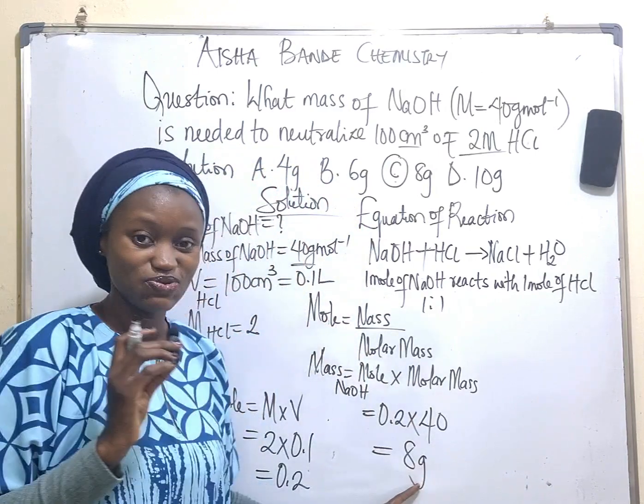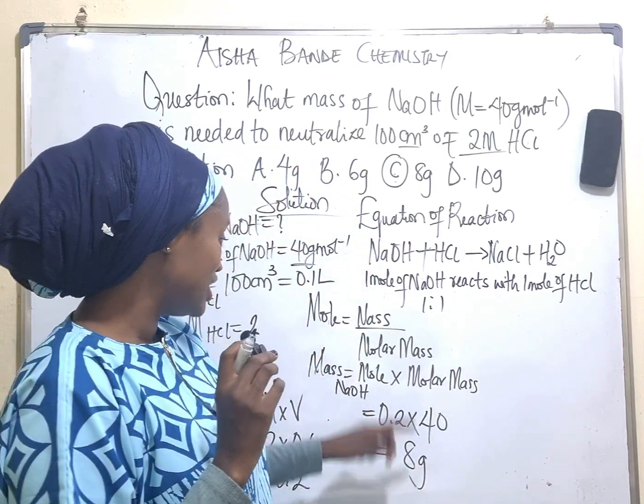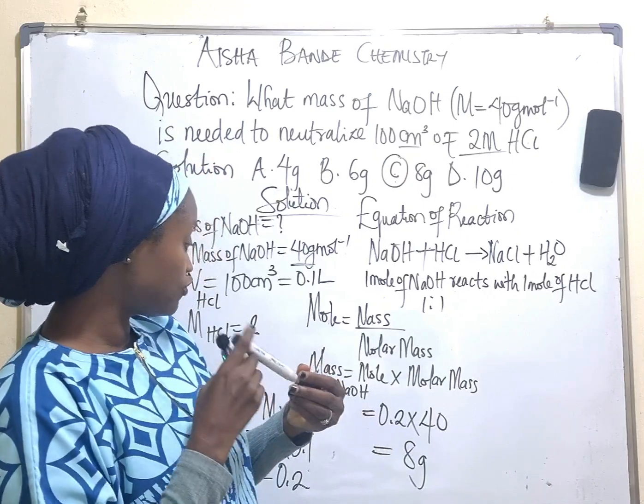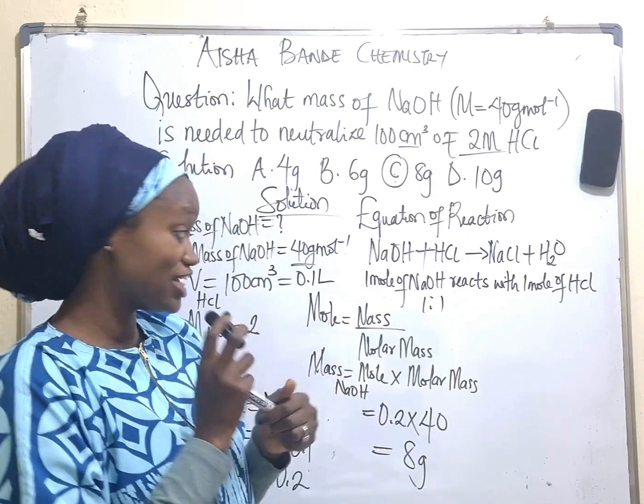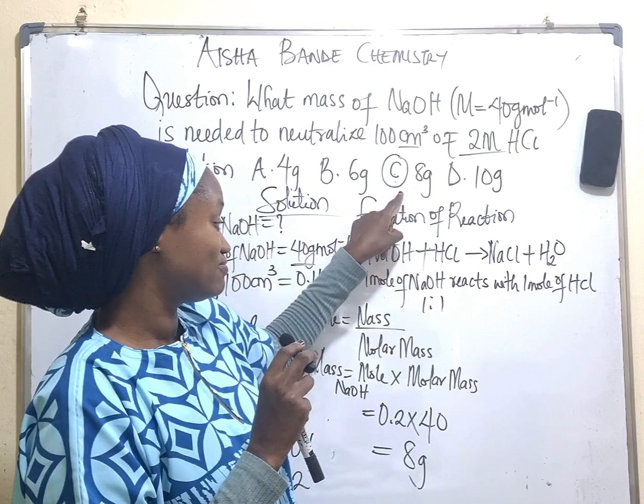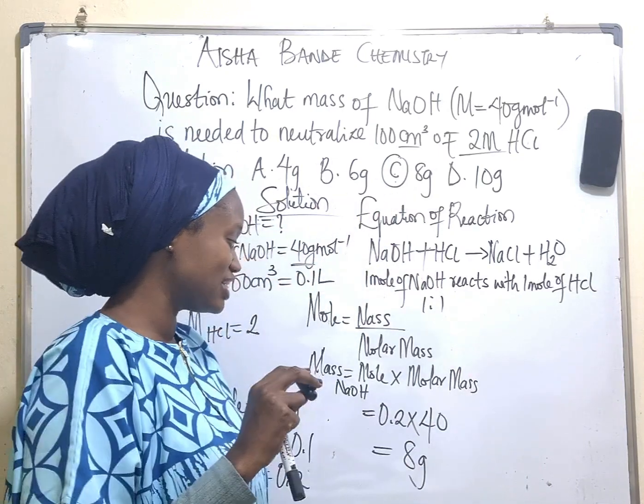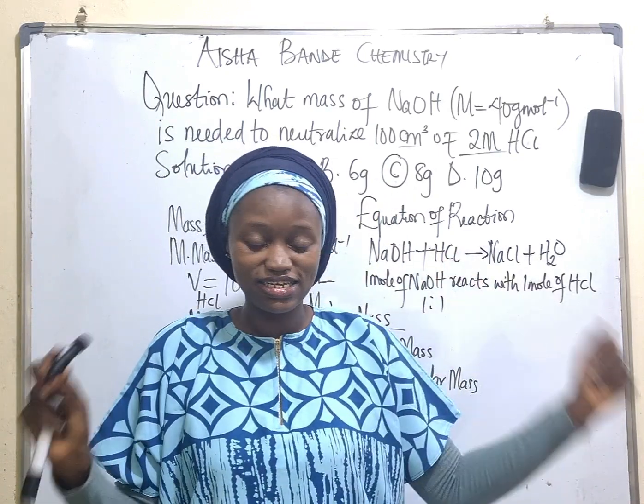So you see, we've now proved that the mass of sodium hydroxide is 8 grams. So we've proved that the answer is 8 grams. Just as easy as that.